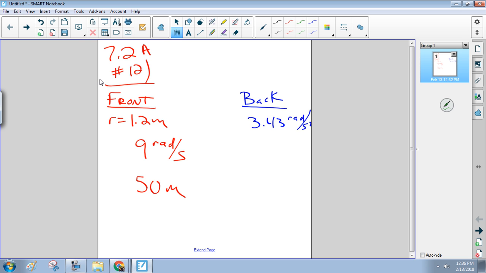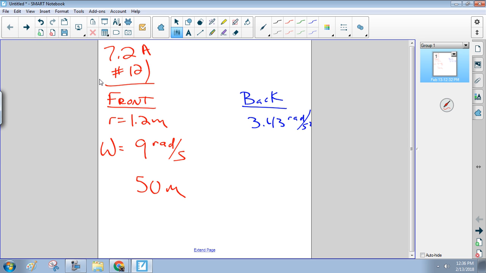All right? So with that in mind, this 9 radians per second, what is that? What's it a measure of, you guys? Good, that's the angular velocity of the front tire. Now, you have to read the problem a little more carefully here, because there are different types of angular velocity, right? There's initial, final, and average. Which one is this? Let's read it again.